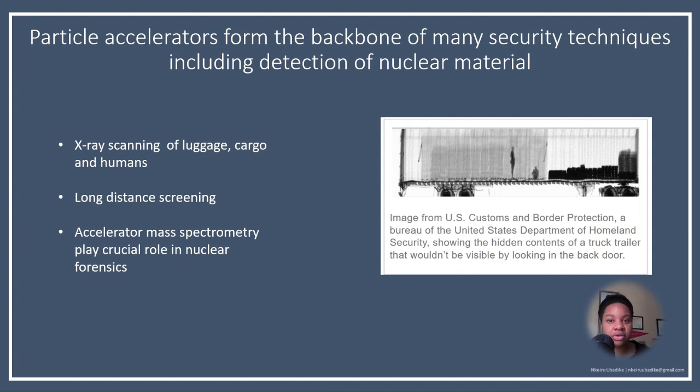From luggage screeners to whole-body scanners, the X-ray irradiation used to detect if passengers are carrying something that they aren't supposed to be carrying are all produced using particle accelerators. One of the most interesting uses of a particle accelerator I have seen is at cargo ports, where they use them to screen cargo ships from distances as much as a couple hundred meters.